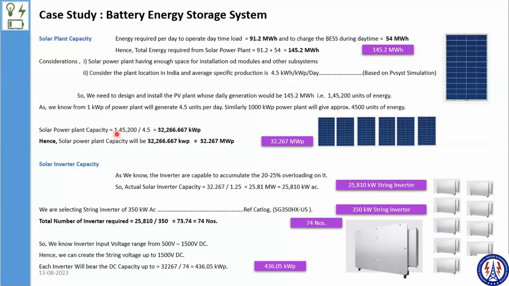Solar power plant capacity for 145 megawatt hour: 145,200 I multiplied by 1,000 to make it kilowatt hour, divided by 4.5, which gives me 32,266 kilowatt peak, nothing but 32.267 megawatt. This is my targeted capacity of the solar power plant. I am speaking of the DC side.